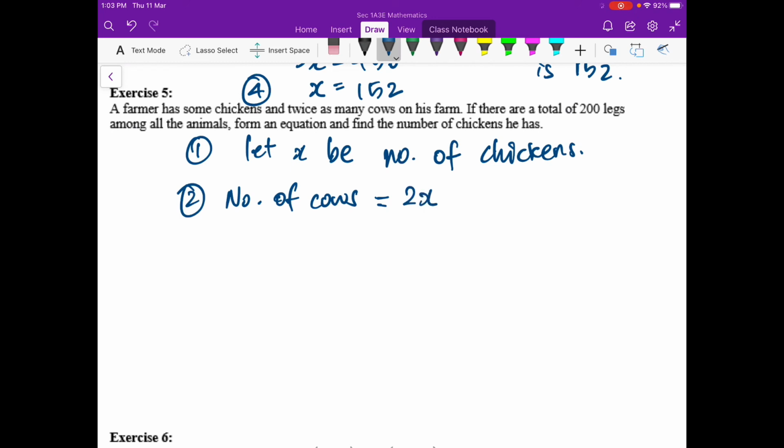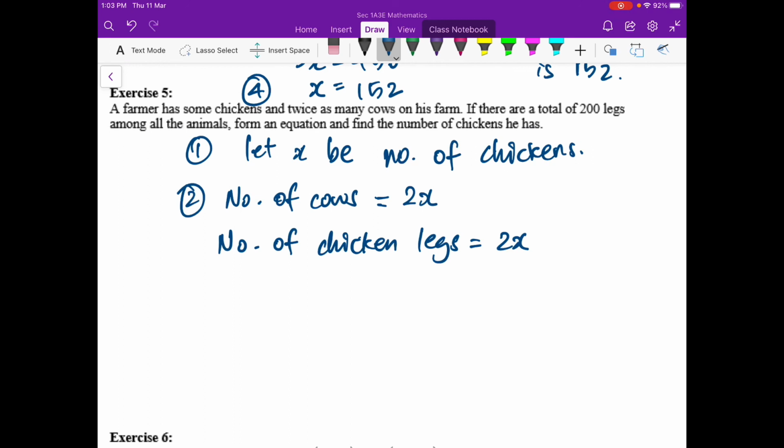Okay, what other information did they give? There are total of 200 legs. 200 legs. So something plus something equal 200, right? What is that first something? The number of chicken legs, right? So how do I determine the number of chicken legs from the information I have? Just look at how many legs the chicken has. Oh, okay, one chicken has 2 legs. Okay, good. So number of chicken legs equals to 2x.